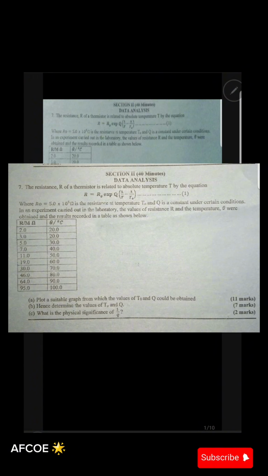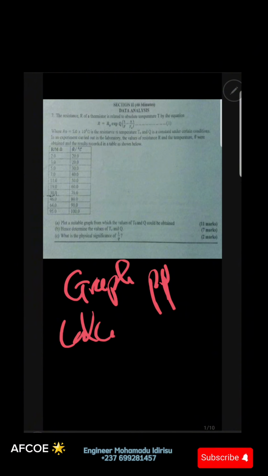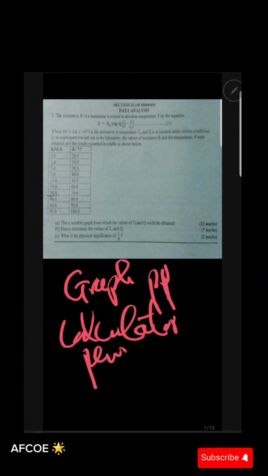The materials that you need to work here are simply a graph paper, a calculator, and your pens and so on. As you go through the video and see how to use all of them, you need to also use things like that.